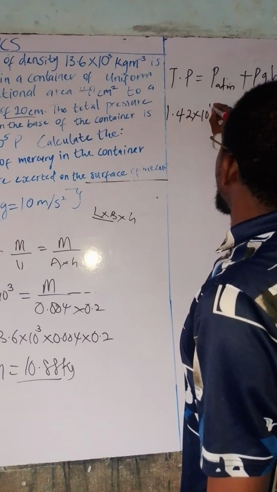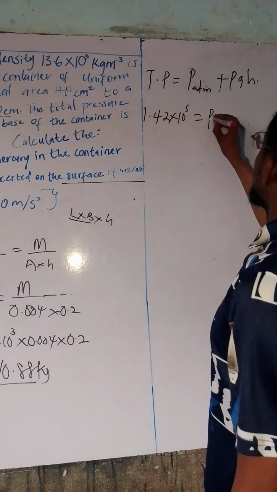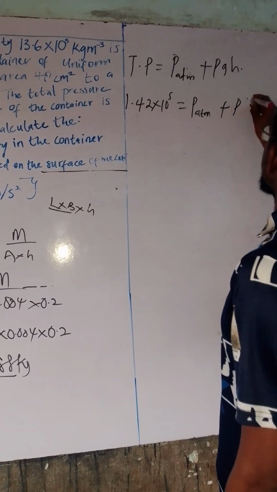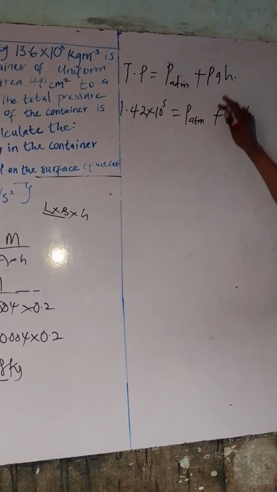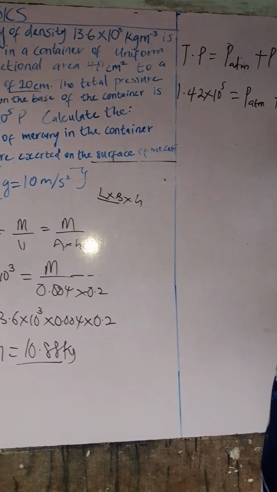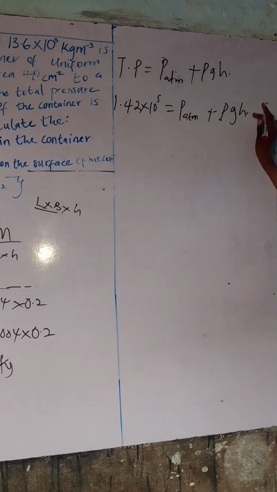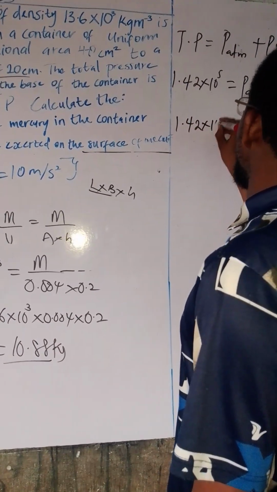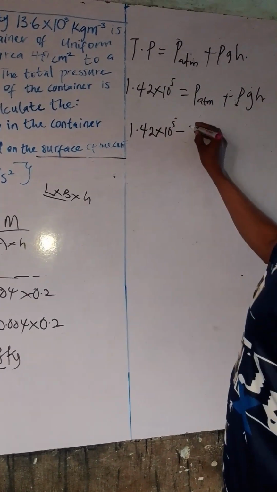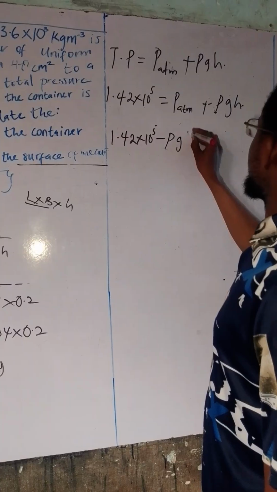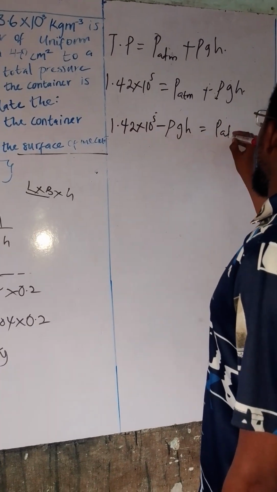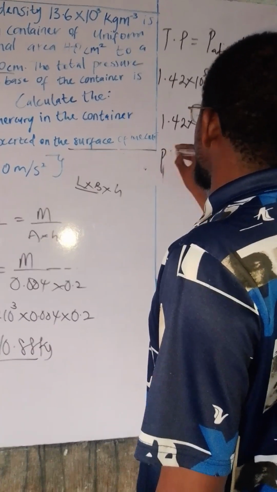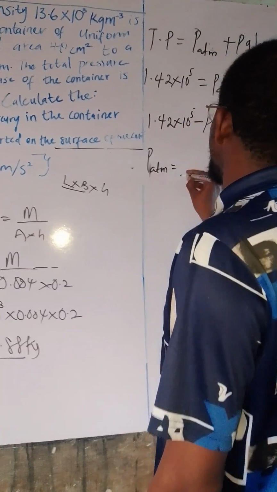1.42 times 10 raised to the power 5 equals, this is the one we are looking for now, atmospheric pressure, you can see ATM, plus this. So this is the formula for pressure in liquid. Now, this one is density, this one is acceleration due to gravity, and this one is height. So let's have all of them now. I have 1.42 times 10 raised to the power 5 minus density times gravity times height is equal to our atmospheric pressure.